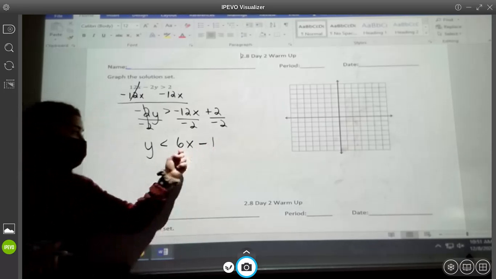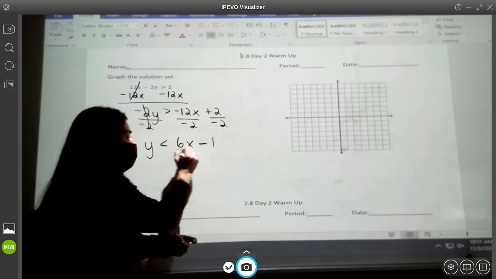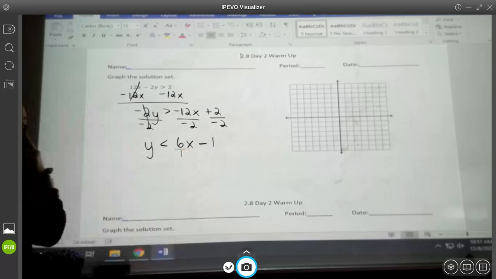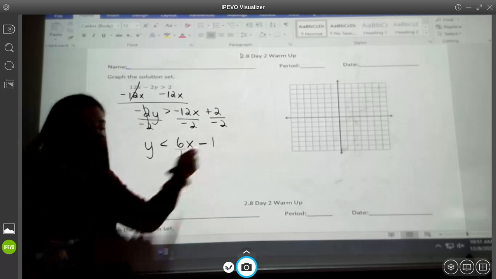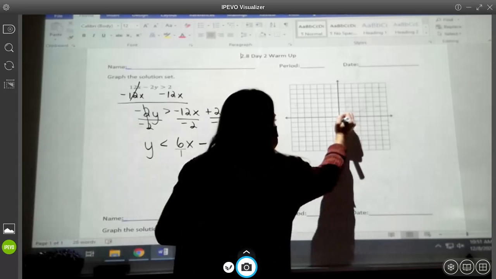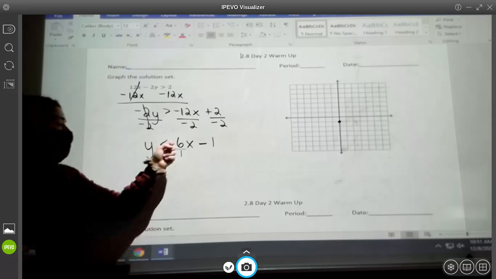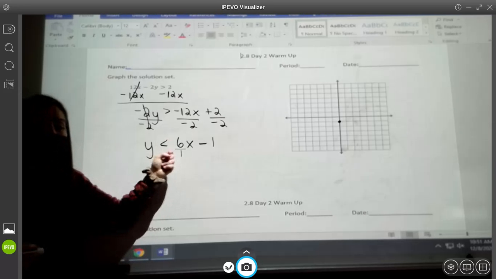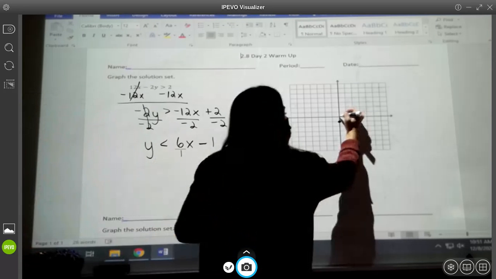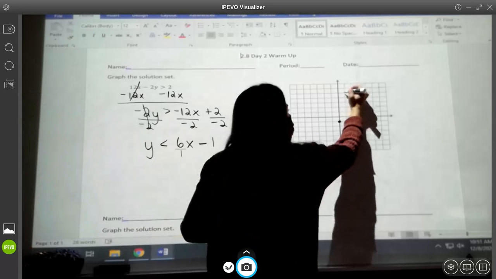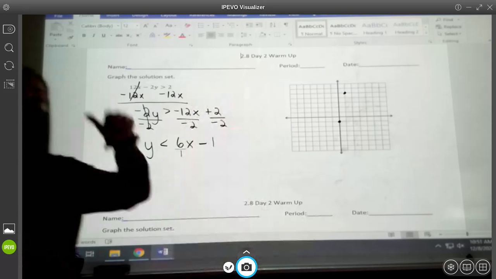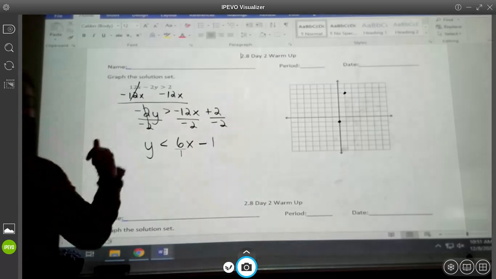We have a slope of 6, or think of it as 6 over 1, right? A rise and a run. And we have a y-intercept of negative 1. So we're going to go down 1 to our y-intercept, and then we're going to use slope to move. Rise over run. Positive 6 over positive 1 is up 6 and right 1. 1, 2, 3, 4, 5, 6, and right 1. Or we can go the other direction and go down 6 and left 1.